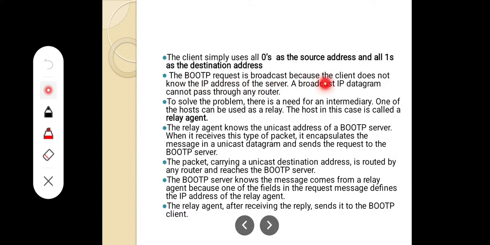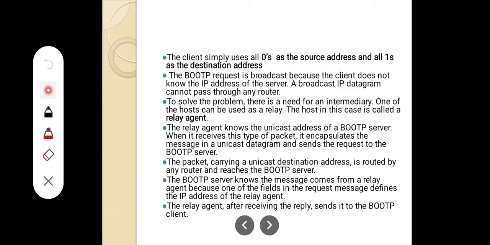The Bootp request is broadcast because the client does not know the IP address of the server. The broadcast IP datagram cannot pass through any router. To solve this problem, there is a need for an intermediary system. One of the hosts can be used as the relay. So this intermediary system is a host system. This host system will be acting as the intermediary system or a relay. The host in this case is called a relay agent. That is the name we give to such a host.